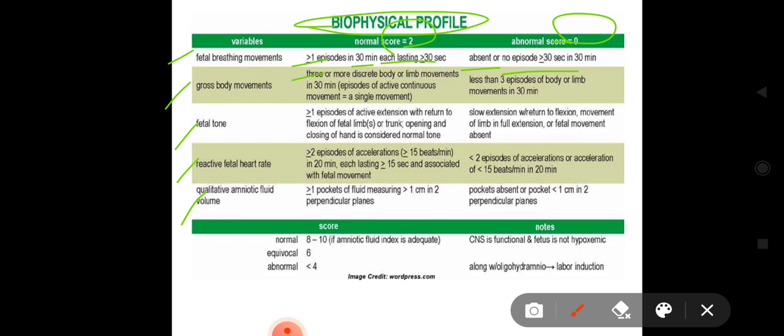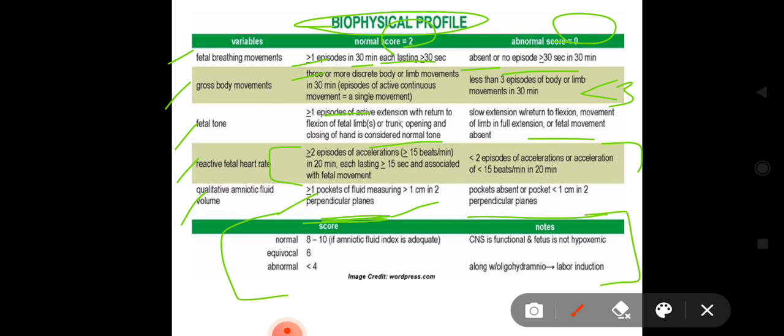Gross body movement: 3 or more discrete body or limb movements in 30 minutes. Episodes of active movements count as a single movement. Less than 3 episodes seen in 30 minutes is abnormal. Fetal tone: more than 1 episode of active extension with return to flexion of fetal limbs or trunk. Opening and closing of the hand is considered normal. A slow extension with return to flexion, or limbs in full extension, is abnormal, as is absent fetal movement. Reactive fetal heart rate we have already discussed in the previous slide. Qualitative amniotic fluid volume: more than one pocket of fluid measuring more than 1 centimeter in two perpendicular planes is normal; abnormal is pockets absent or a pocket less than 1 centimeter in two perpendicular planes.